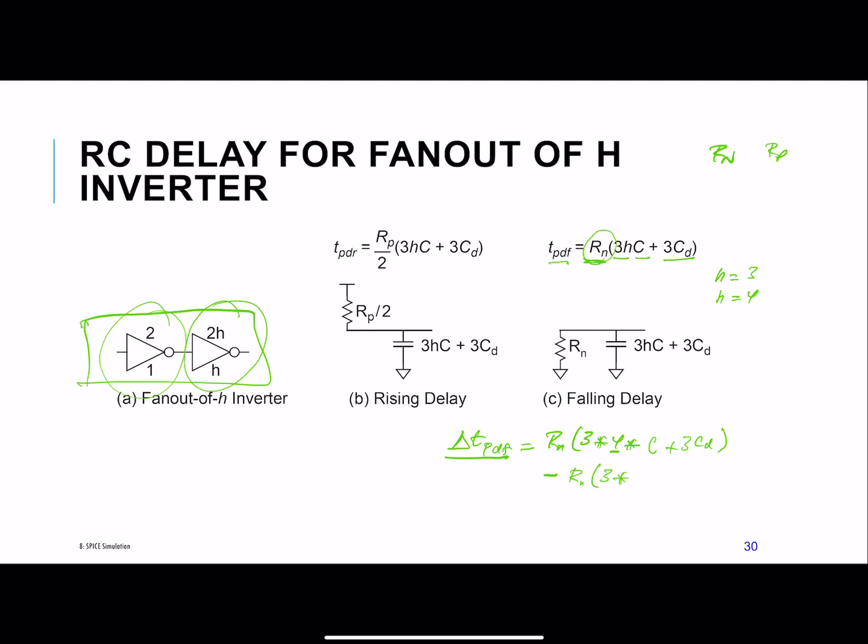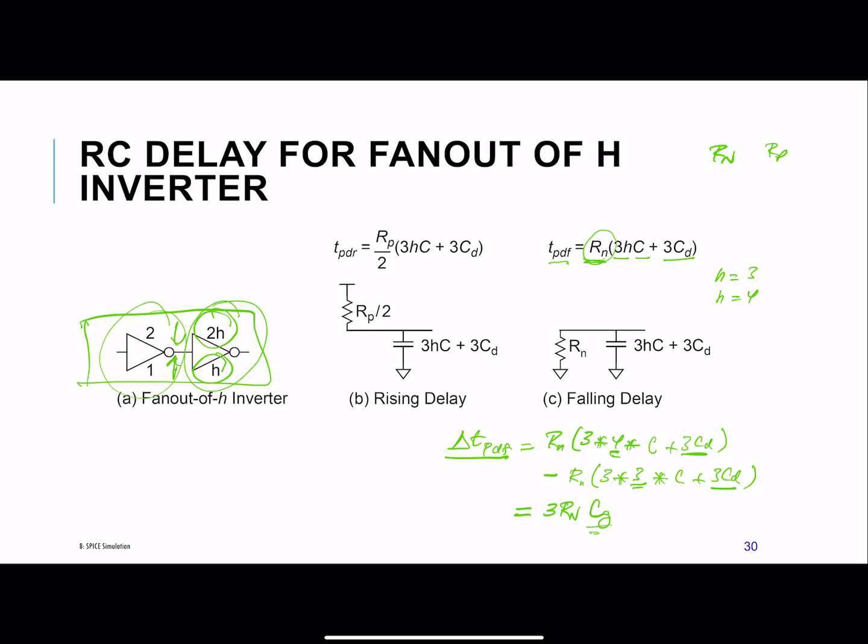fan out of 3, and we multiply this by C plus 3C_D. The reason this term doesn't change is because this is the node here. We're not changing that, we're just changing the fan out, the number of inverters you're driving. So if we get the delta between those two, we just end up with 3 R_N C, and this is C sub G. We already have the C sub G from a previous simulation.